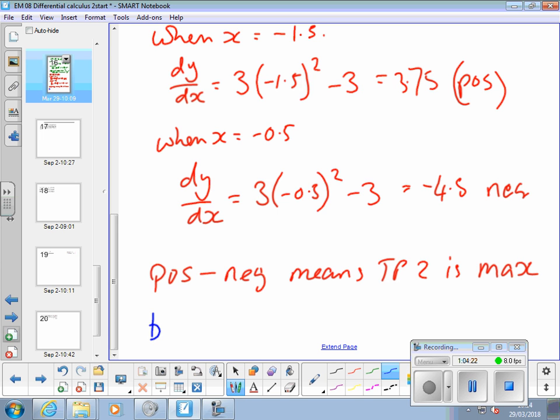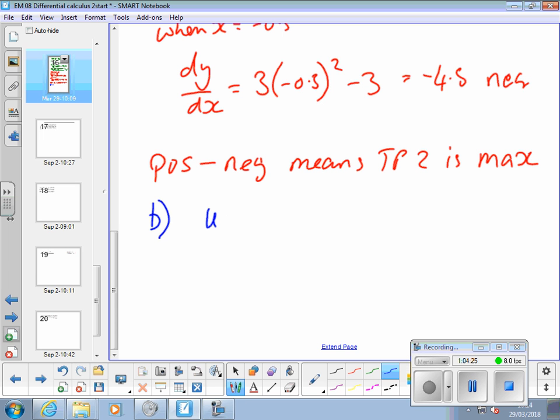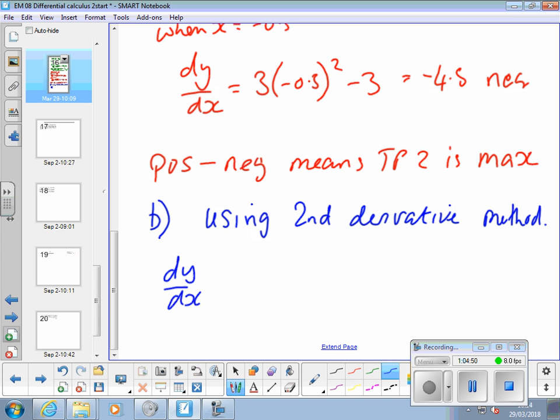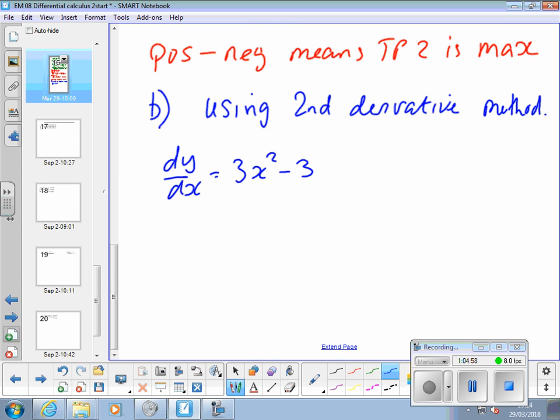B, you won't get all this in the exam question. Well, that says you use the sign of the second derivative. Using the second derivative method. So we've got dy by dx is equal to 3x squared minus 3. And d2y, if you can find the second differential.